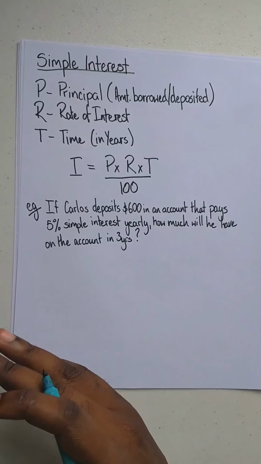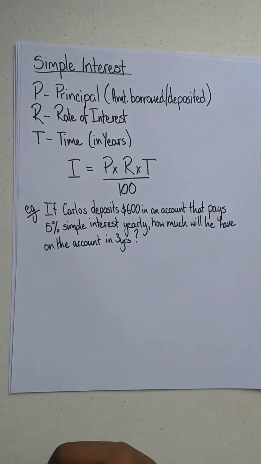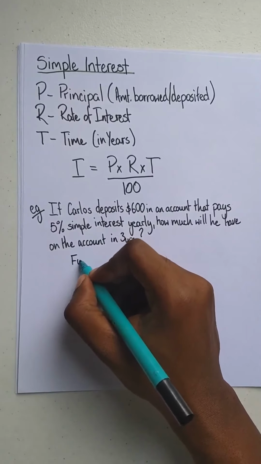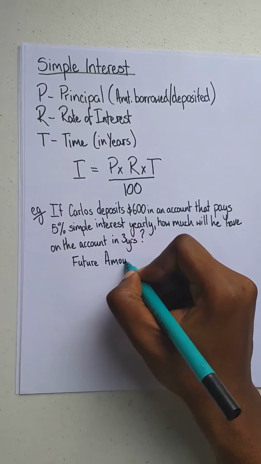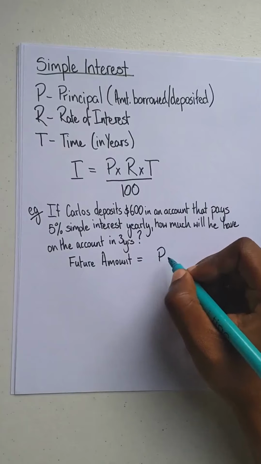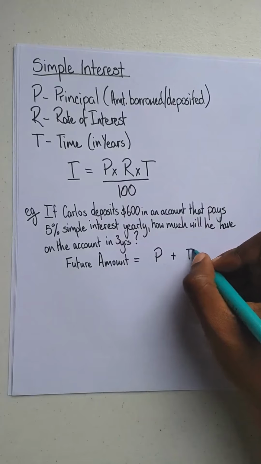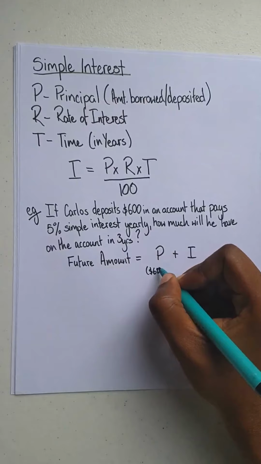So for example, if Carlos deposits $600 in an account that pays 5% simple interest yearly, how much will he have on the account in 3 years' time? The amount he will have on the account is going to be a future amount, and it's going to be made up of the money he deposited, which we said is a principal, P, plus whatever interest is applied. And we already know the money he deposited is $600.